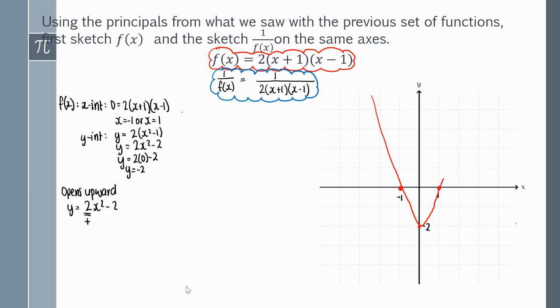It seems to be quite a narrow parabola that we've got here. Okay, once we've got those key points, I can start to find the reciprocal function. So, first thing is always asymptotes. They're the easiest to identify.